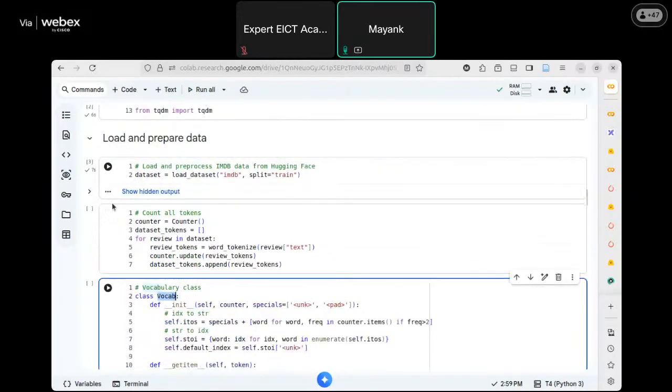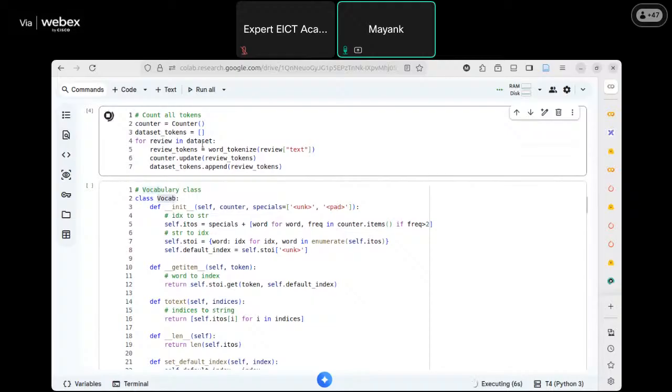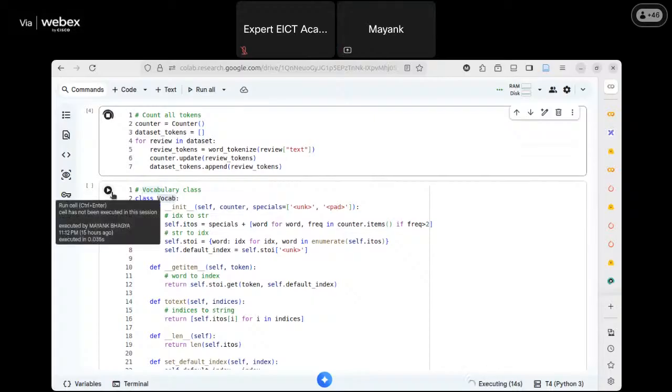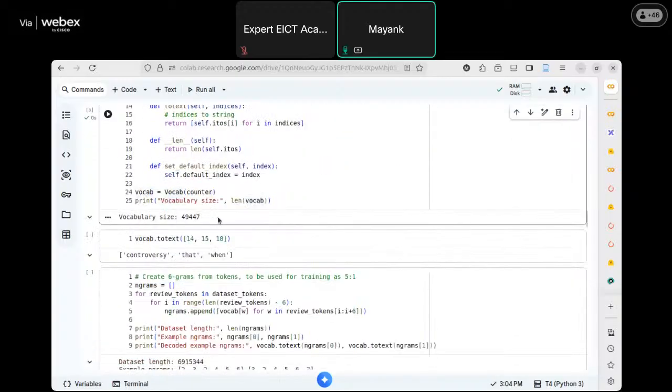I probably did not run this. Okay, this might take some time. It will iterate over the entire data set. And now we build the vocabulary class. So we get a vocabulary of 49,447.